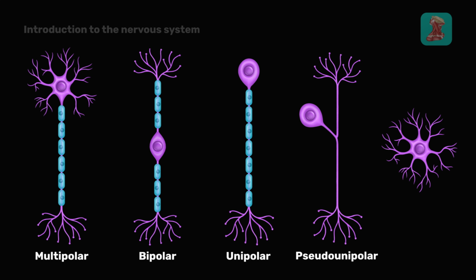Pseudo-unipolar neurons have one process that arises from the body and immediately divides in a T-shaped manner. One part of this projection acts as an axon, and the other acts as a dendrite. Axon-less neurons contain many processes, but the axon is so short that it cannot be distinguished from dendrites.